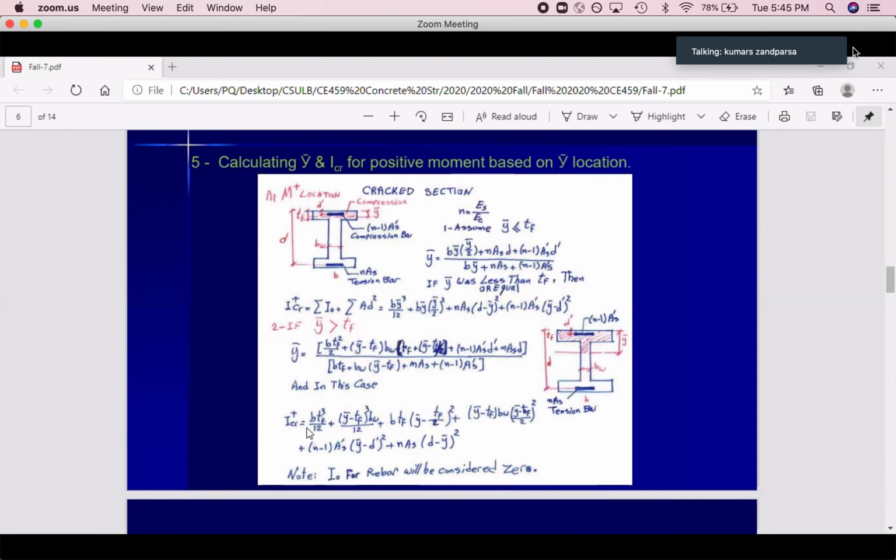And then go and find I crack for this section. How can I do that? We have IO for 2, IO for this rectangular section, IO for another rectangular section, IO. Then A D square for this one, A D square for this one, A D square for the rebar, A D square for this rebar. Yeah, that's it. You can see everything is completely clear.